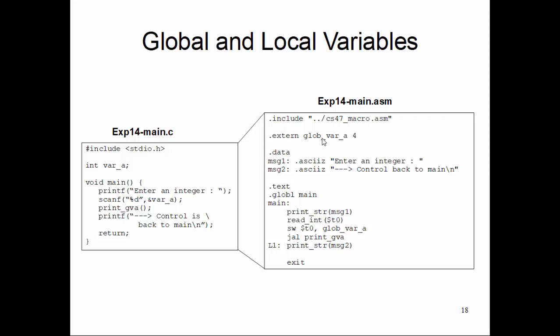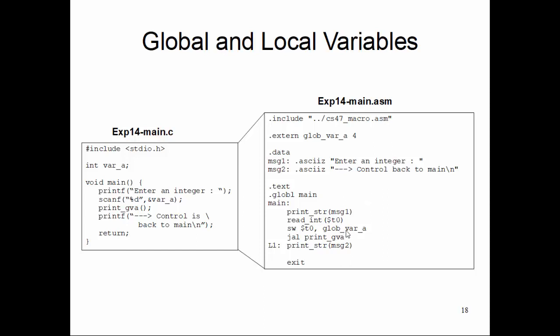So .global is more like your text labeling. .extern is more like a data labeling. Okay, and you just define that storage. You are not initializing the value or anything else. You just define the storage and then store something into it.